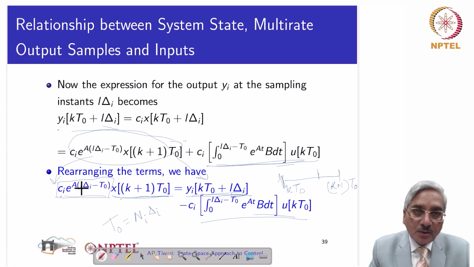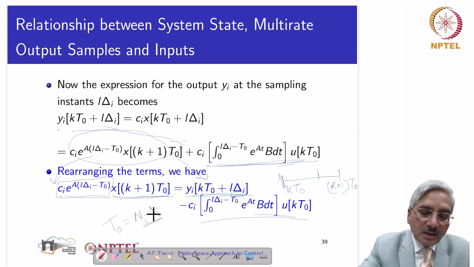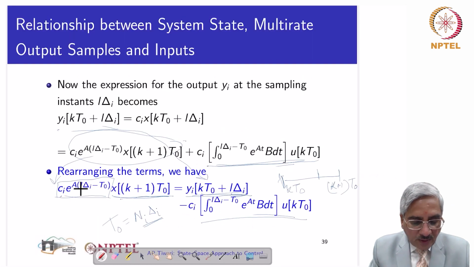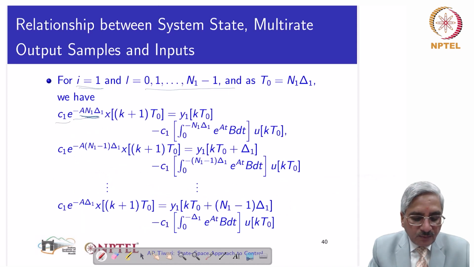So if L is 0, this L delta I becomes 0 and this becomes T0 with a minus sign. And that T0 substituted, Ni delta I, will become minus a N1 delta 1 for output 1, which is here. At L equal to 1, it will become delta 1 minus T0, and T0 is N1 delta 1. So that will give N1 minus 1 delta 1 into A, and so on.